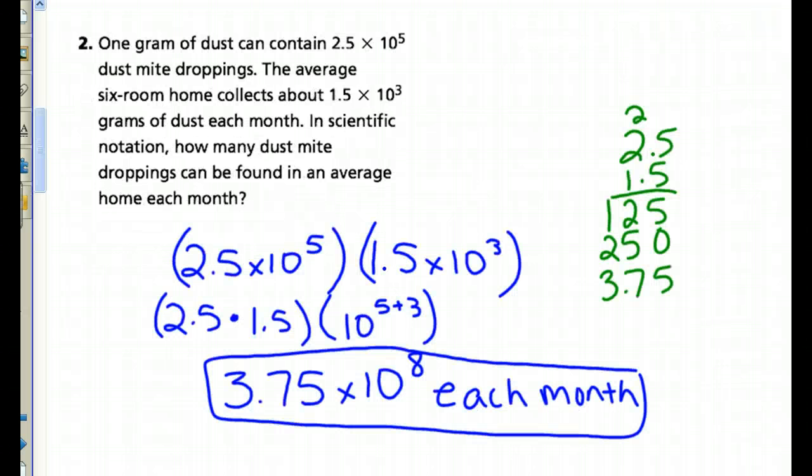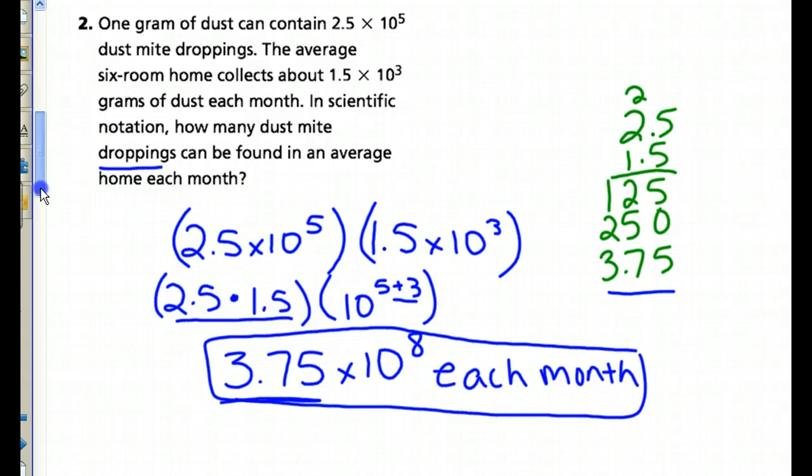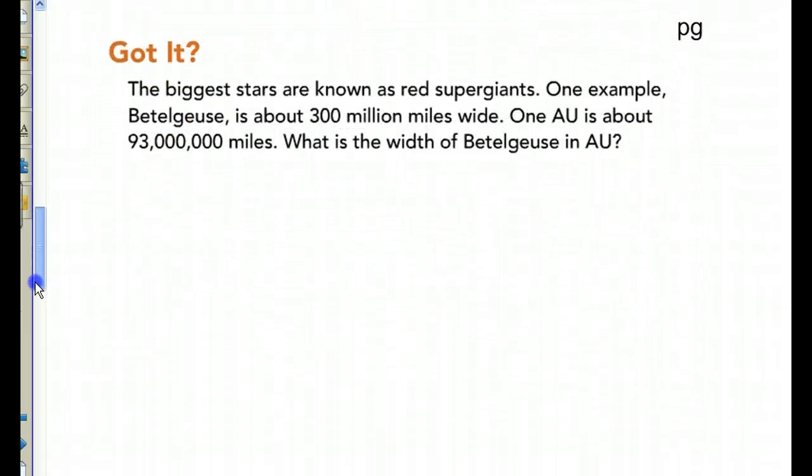All right, so this problem is kind of interesting. They want you to tell us how many dust mite droppings can be found in an average home each month. If you read it, you know that. So you're going to multiply 2.5 times 10 to the fifth and 1.5 times 10 to the fifth. You multiply 2.5 times 1.5 and get 3.75. If you don't know how I got that, my work is over here. And then you add your exponents, and you should get 10 to the eighth. So that's how many dust mite droppings can be found in a home each month. Gross.